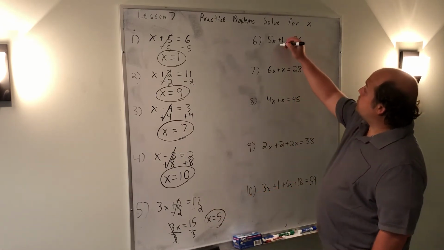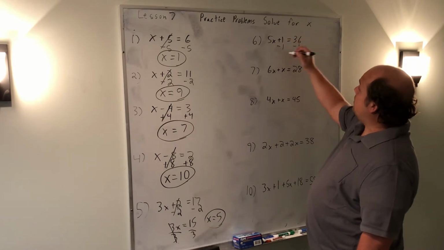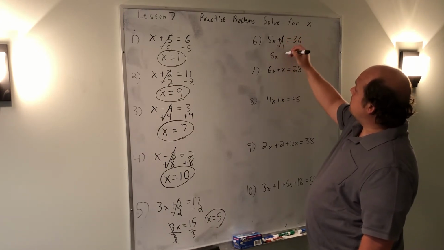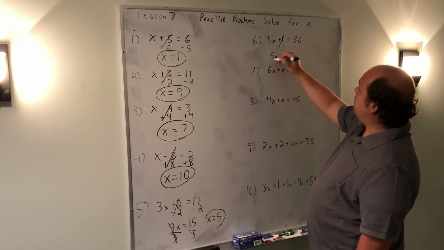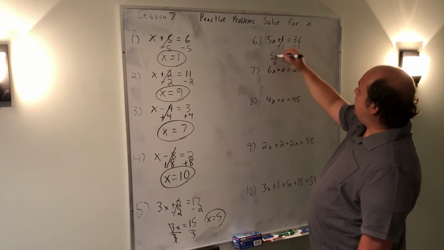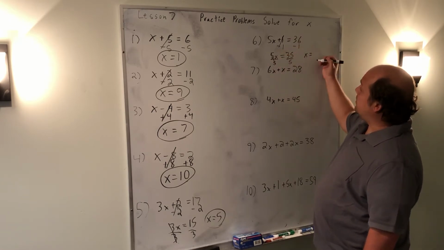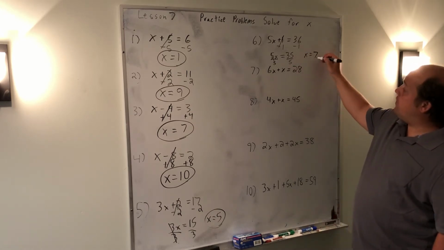In problem 6, we're going to start by subtracting this 1. That's going to leave me with 5x equals 35. When I divide both sides by 5, I'm left with just x on the left. 35 divided by 5 gives me 7 on the right.